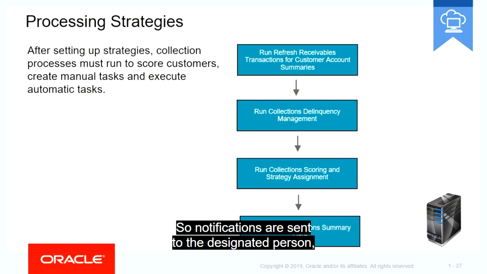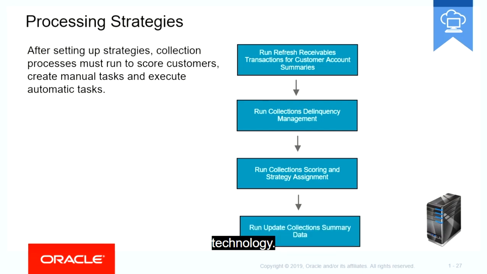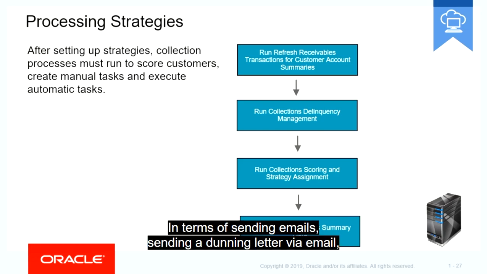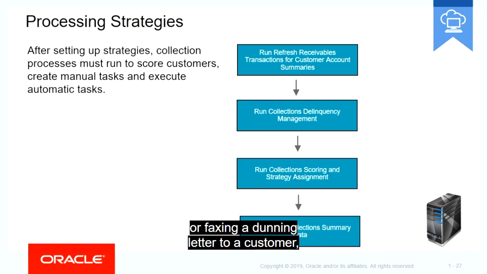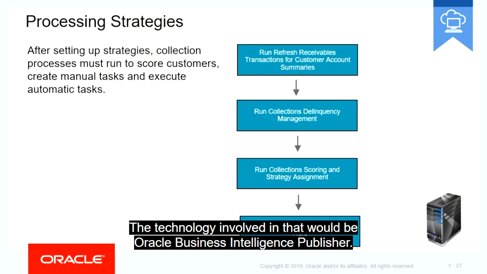So notifications are sent to the designated person, and the technology being used there is the service-oriented architecture technology. In terms of sending emails, sending a dunning letter via email, or faxing a dunning letter to a customer, that might be an automated task. The technology involved in that would be Oracle Business Intelligence Publisher.